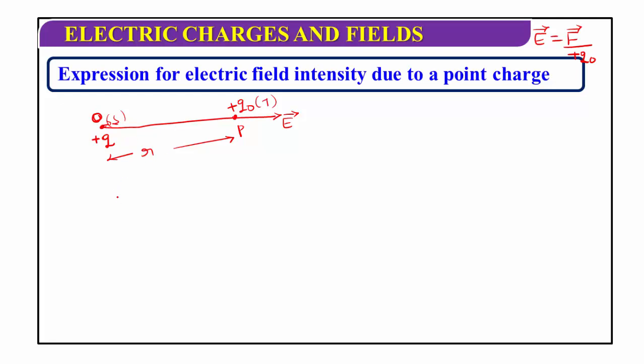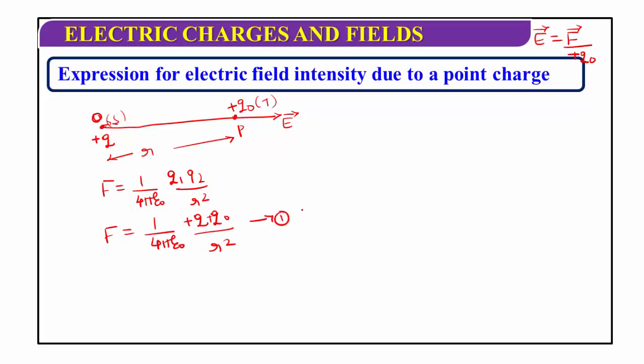From Coulomb's law we know the equation: in air or vacuum, F equals 1 by 4 pi epsilon naught Q1 into Q2 divided by r square. Now we put the values: Q1 is plus Q and Q2 is plus Q0. So F equals 1 divided by 4 pi epsilon naught, plus Q into plus Q0, divided by r square. This is equation number 1, and it acts along OP, because due to the positive charge the electric field is always directed outwards.